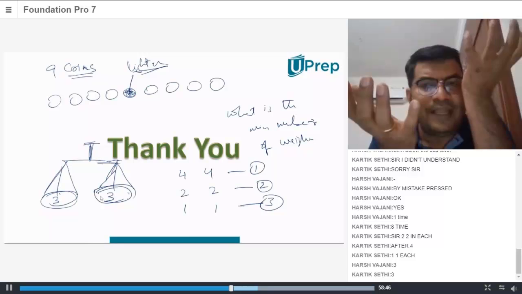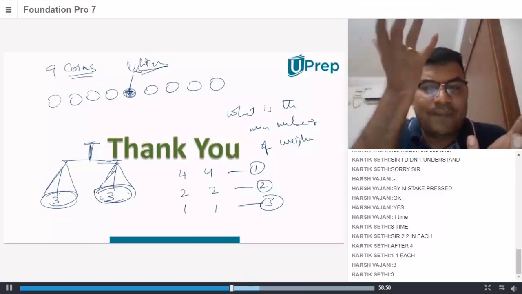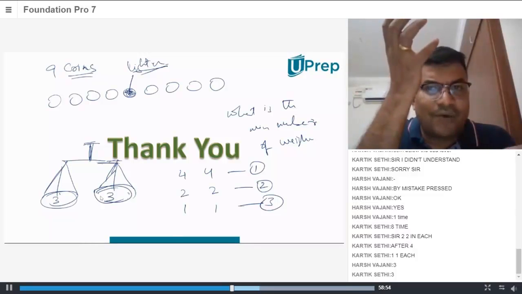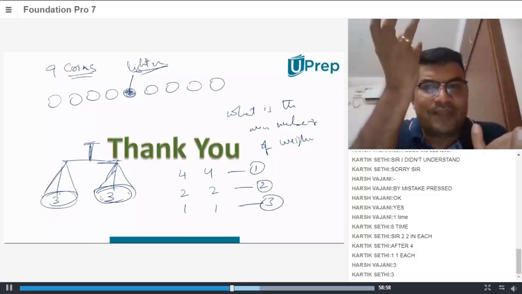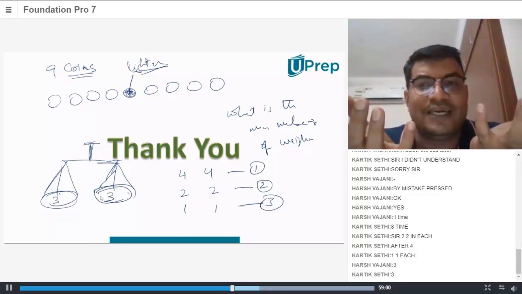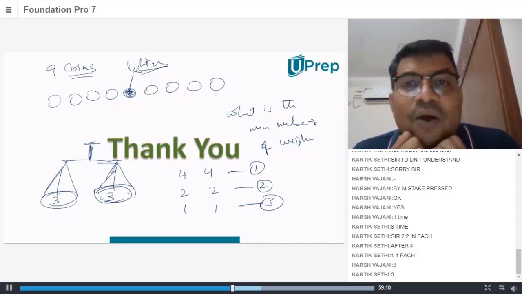If this goes up, here is the lighter one, because lighter means the rest of the 3 will go down, right? So if this goes up, here is the lighter one. If they are equal, where is it? In the other 3 coins.